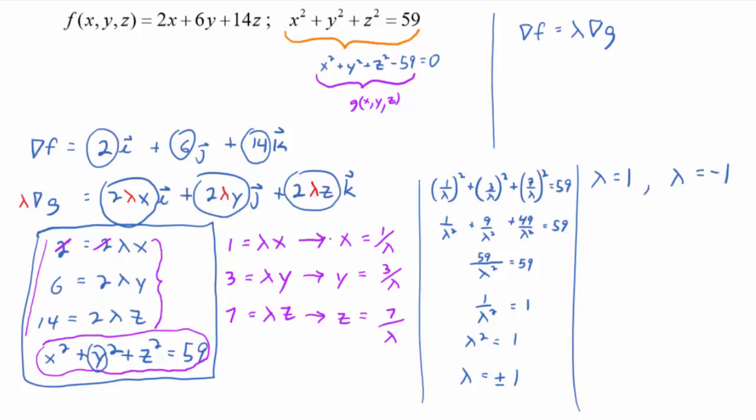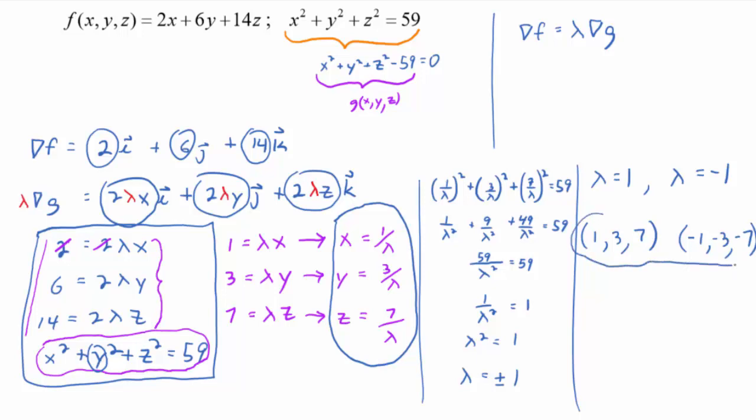Well, I mean, that's what these equations are for, right? Lambda is a means to an end. We want to get x, y, and z, don't we? So if lambda is equal to 1, what do we get? What's the critical point? X is 1, right? Y is 3, and z is 7. And then what if it's negative 1? Negative 1, negative 3, negative 7. Only 2 critical points. Good deal.